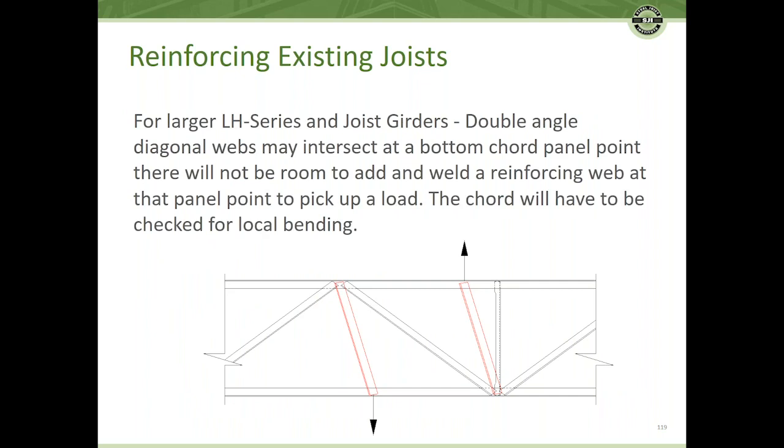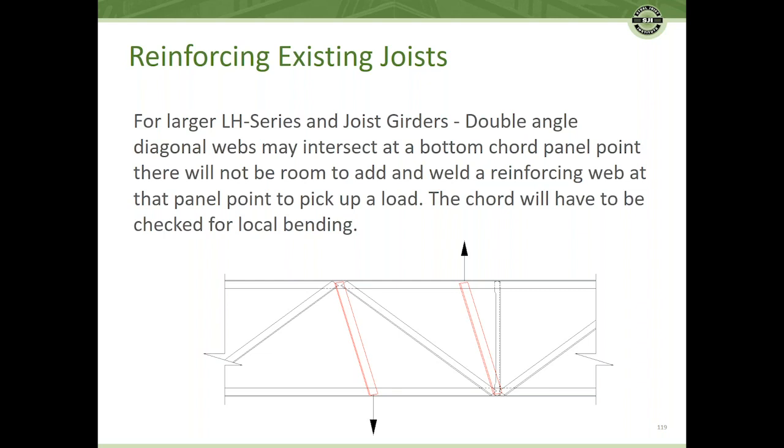For larger LH series joists and joist girders, double-angled diagonal webs may intersect at the bottom chord panel point. There's not room to add and weld reinforcing to that panel to pick up the load, and the load may have to be checked for local bending. So typically what we would like to do is to add additional web members, but sometimes that doesn't work out so well.